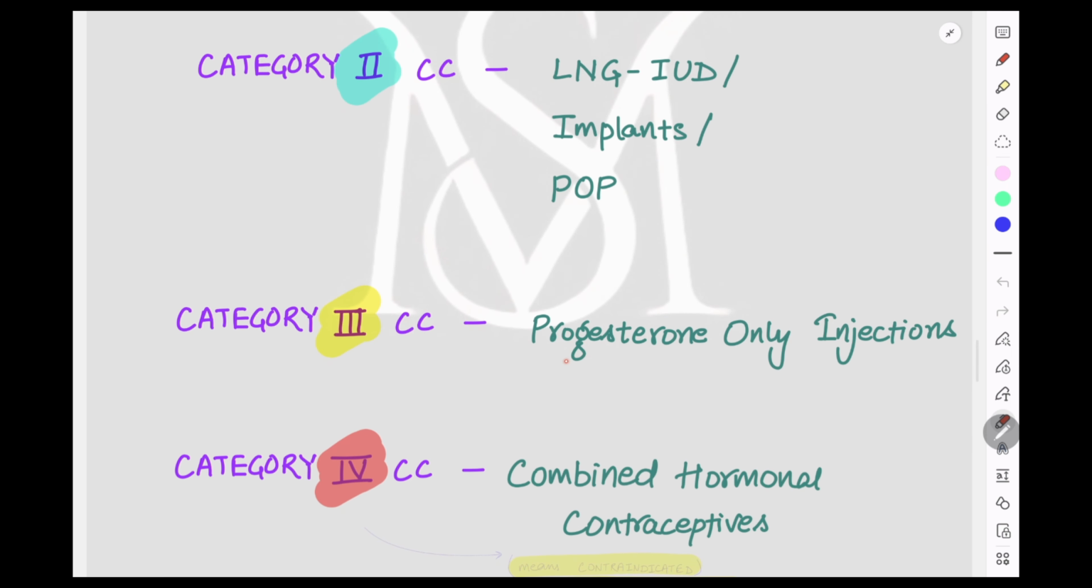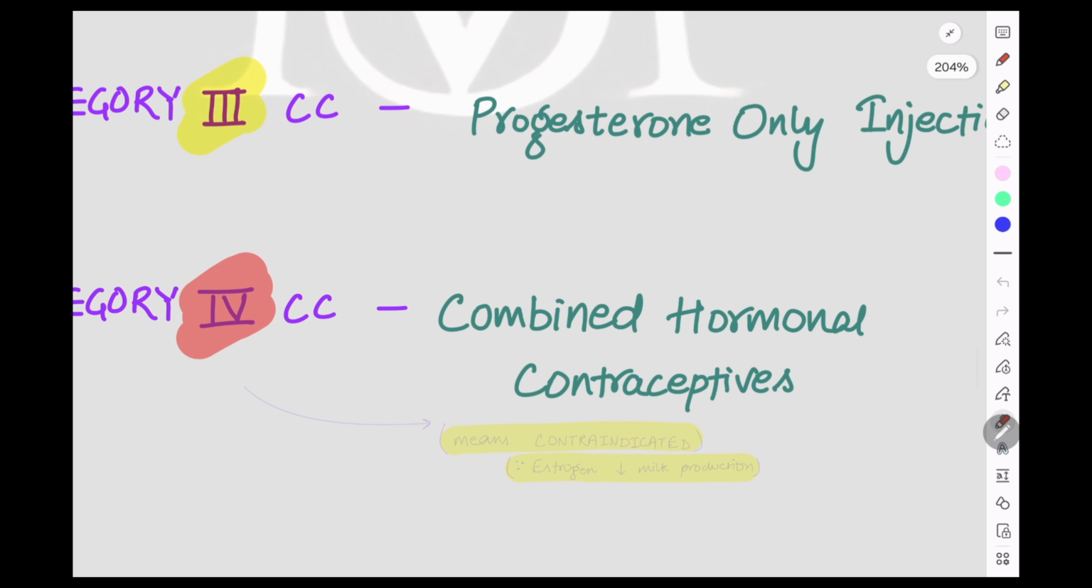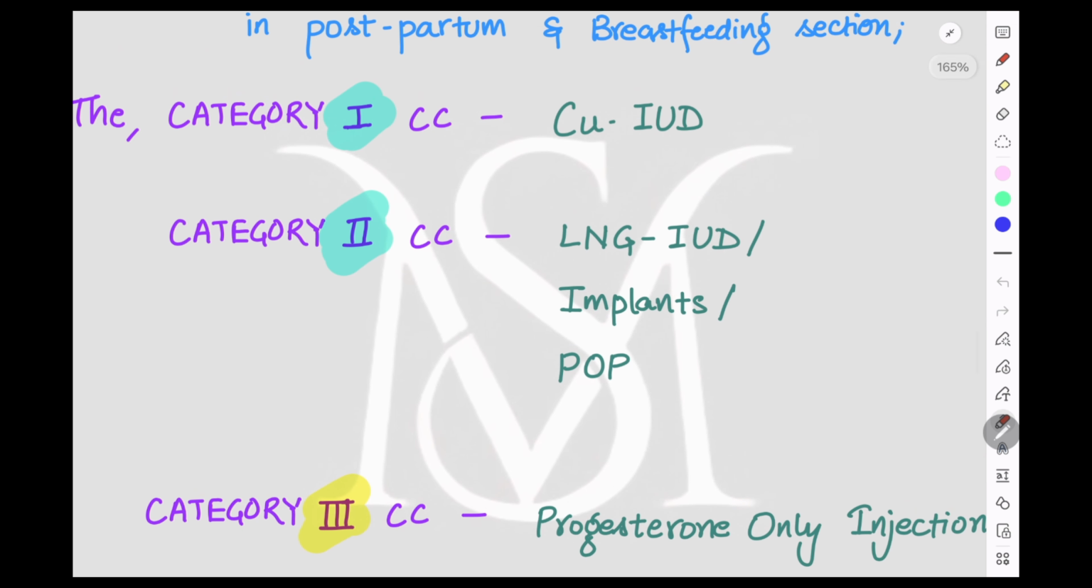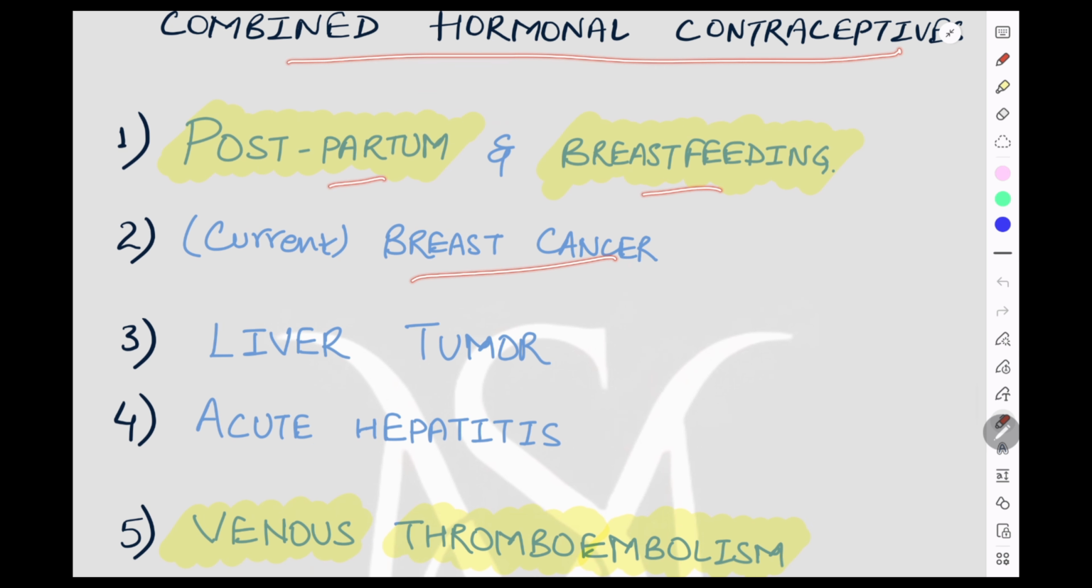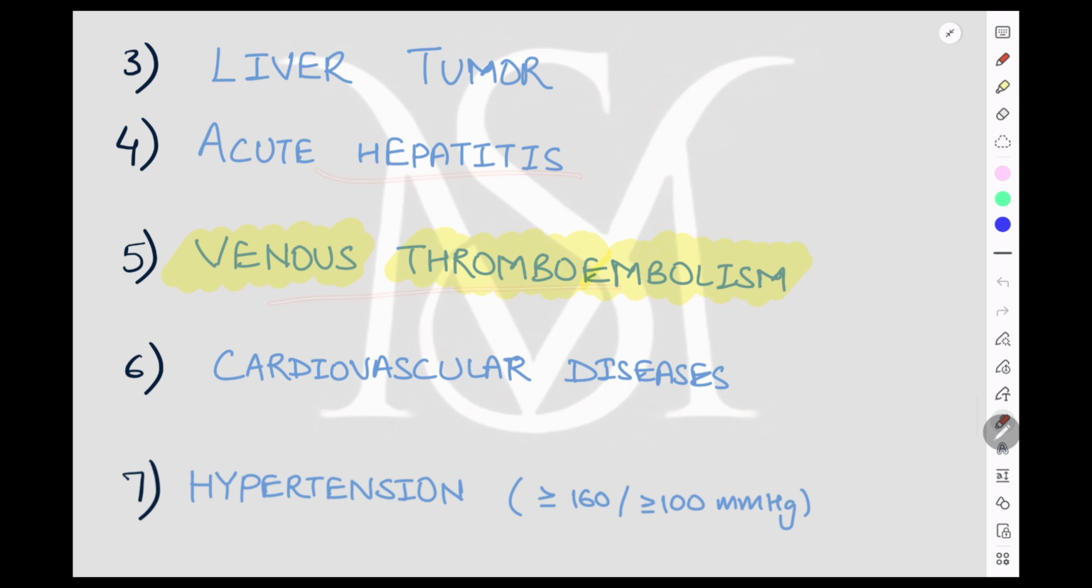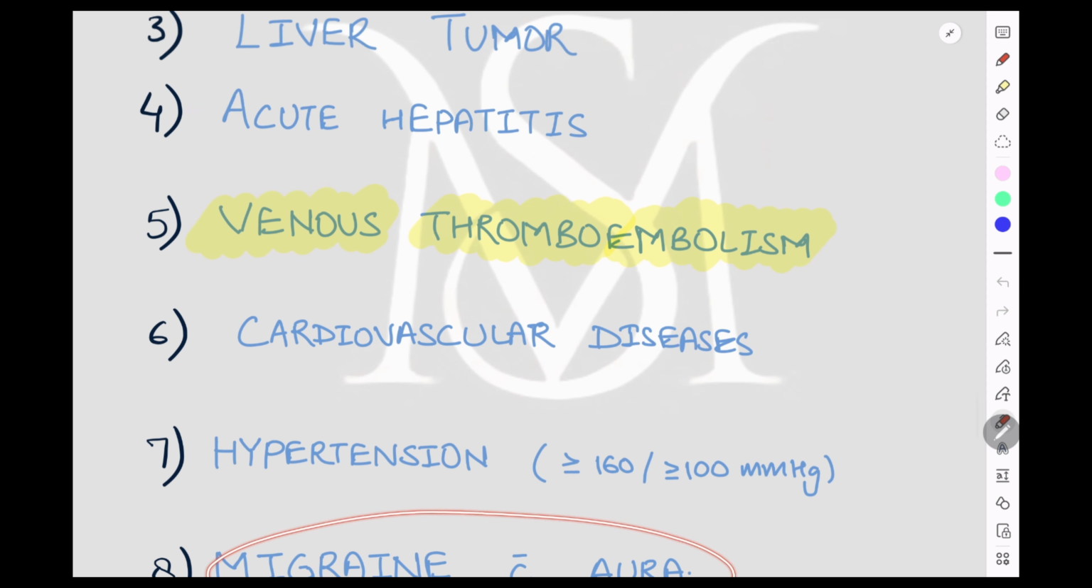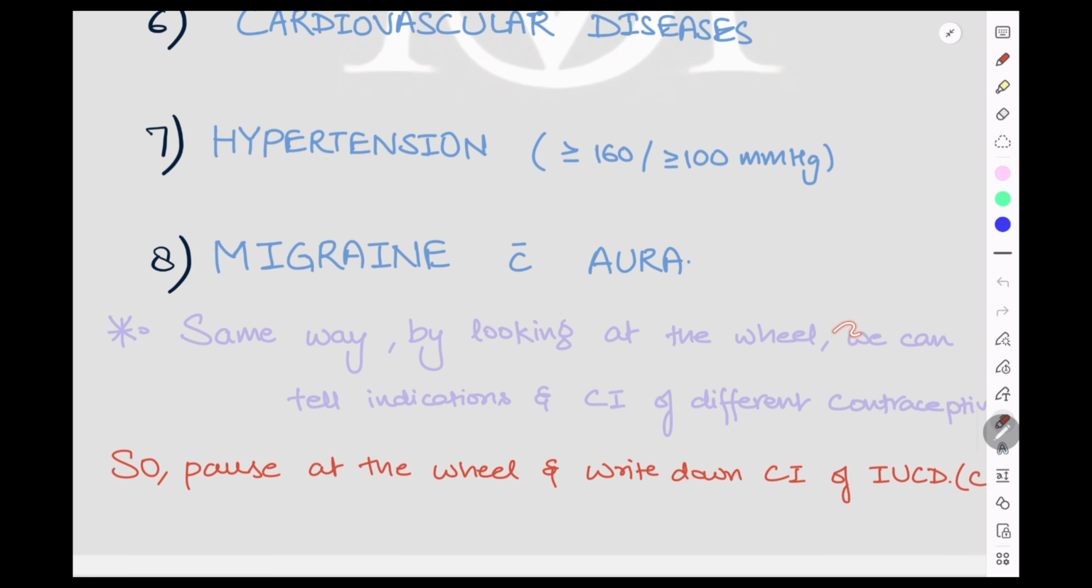In category 3 we have progesterone only injections. Category 4, meaning contraindicated, is combined hormonal contraceptives, because the estrogen will reduce milk production. This is how you can note down, for every category, the IUCD that can be used in different conditions. I told you this by seeing the wheel only. What are the contraindications of combined hormonal contraceptives? Postpartum breastfeeding, breast cancer, liver tumor, acute hepatitis, venous thrombosis, cardiovascular disease and hypertension, and migraine with aura. In the same way, by looking at the wheel only, you can tell the indications and contraindications of different contraceptives.